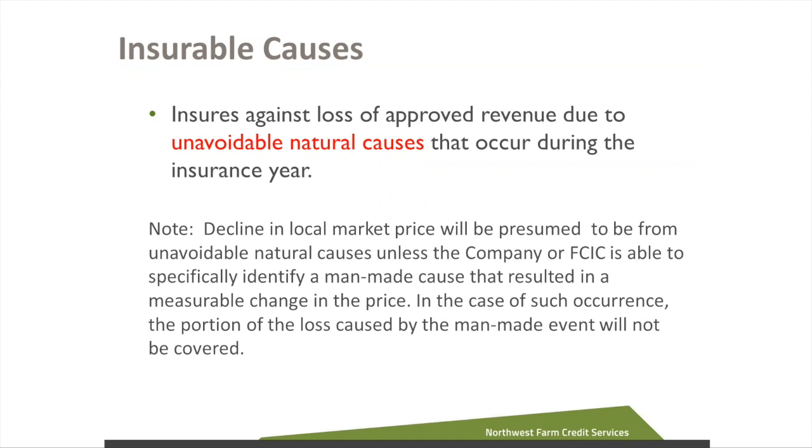The only thing that we can't cover is any kind of man-made cause of loss. So if there's a quarantine placed on your crop, that would not be covered. But let's say, for instance, SWD comes in, that's a pest, and your crop is refused. Well, that's still a natural cause of loss and would be covered in this case.